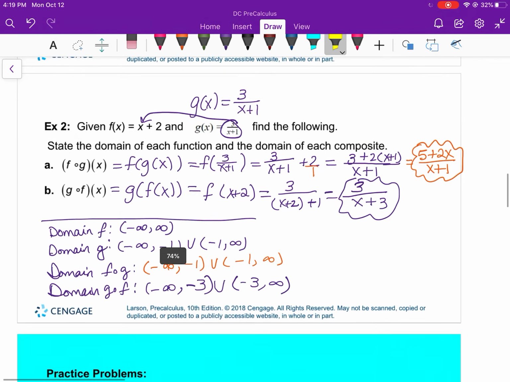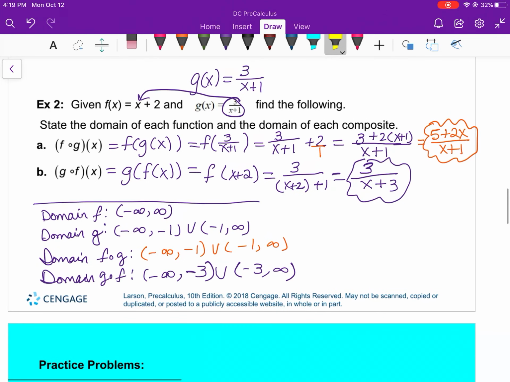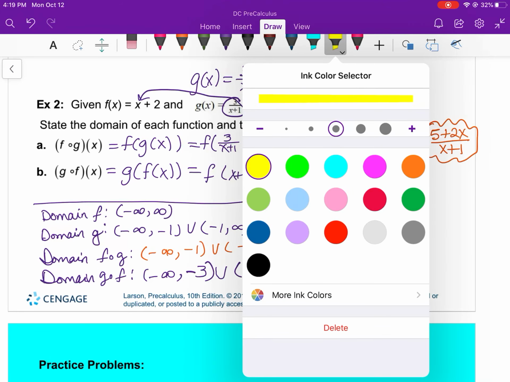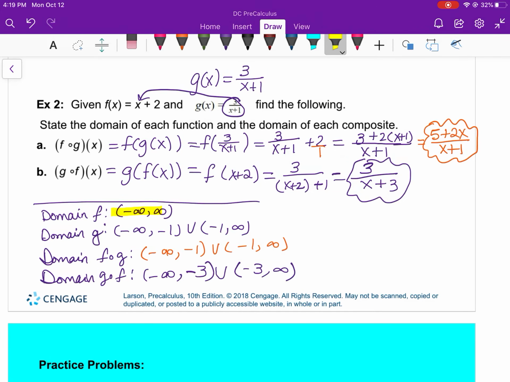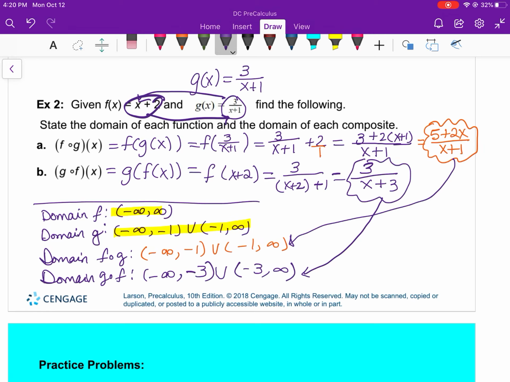But here, we do need to talk about domain. The domain of f is all reals, but the domain of g has an implied domain that x can't be -1. For f composed with g of x, we put 3 over x plus 1 in for x, and then we got a common denominator and we simplified it. And there's its domain right there. Then we went backwards and we put this in for x right here, and we cleaned it up, and there's its domain right there.